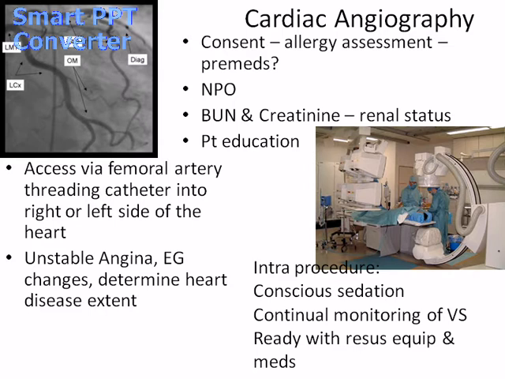Angiography can also be done on the lower extremities to determine blood flow for peripheral vascular disease, peripheral arterial disease, and it involves inserting a catheter into the femoral artery. Sometimes they use the brachial vessel, but typically it's into the femoral, and they thread it into the right or left side of the heart.